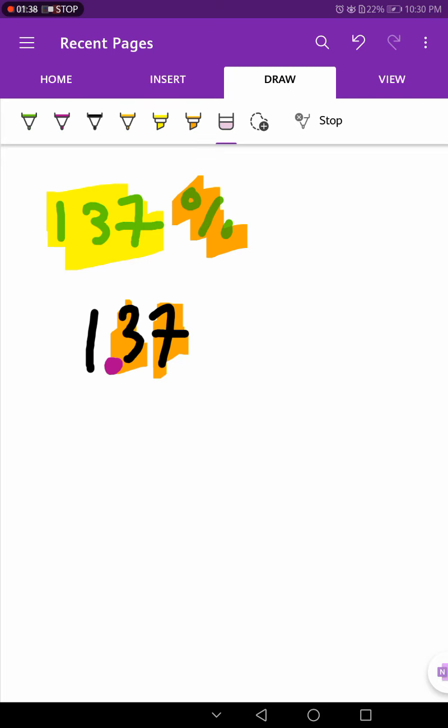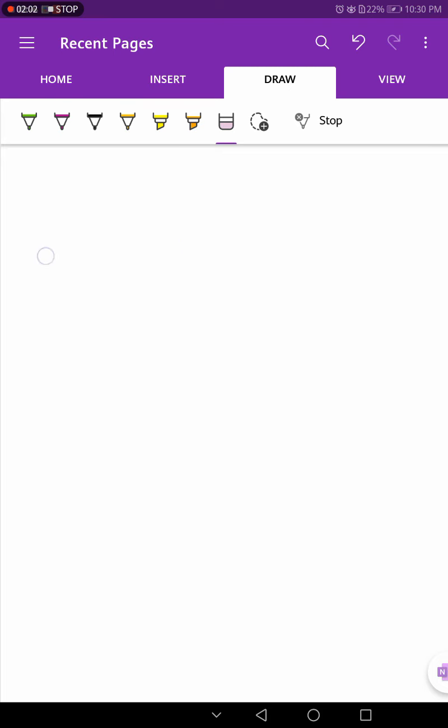So the answer is 1.37 hundredths, or 1 and 37 hundredths. So 137% equals 1 and 37 hundredths, or you can read it 1.37. This is question number 1. Okay, let's take another question.